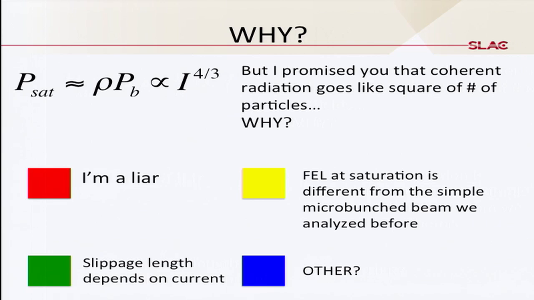Why is that? So answer one, I'm a liar. It's possible. Yellow, the FEL saturation is fundamentally different from the simple microbunch beam we analyzed before. That was a pretty simplified model. Maybe it doesn't apply to our FEL saturation. Green is the slippage length depends on the current. Blue, some other mysterious reason.